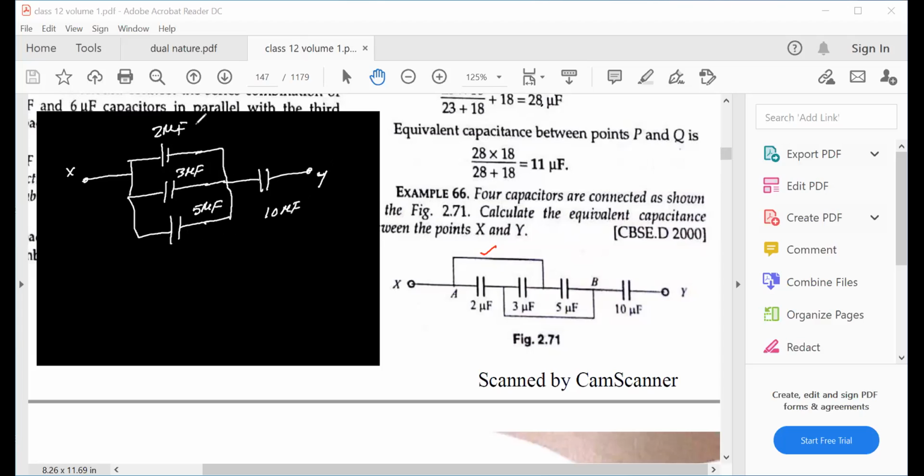Now you have to find the C equivalent for the parallel combination, and after that do the series connection with the 10 microfarad. So try to find the total equivalent capacitance for the circuit. Please do it. This type of question will be there for your NEET. Try. Give me the value for C equivalent.